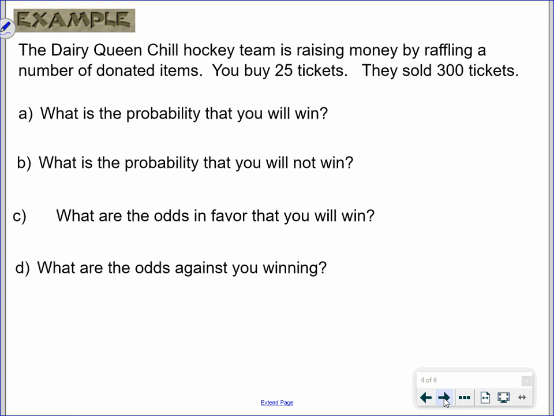The Dairy Queen Chill hockey team is raising money by raffling a number of donated items. You buy 25 tickets, and they sold 300 tickets. So what is the probability that you will win?